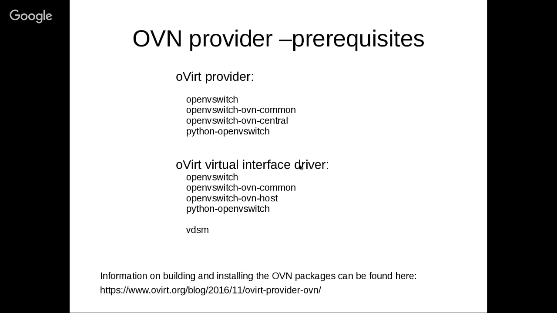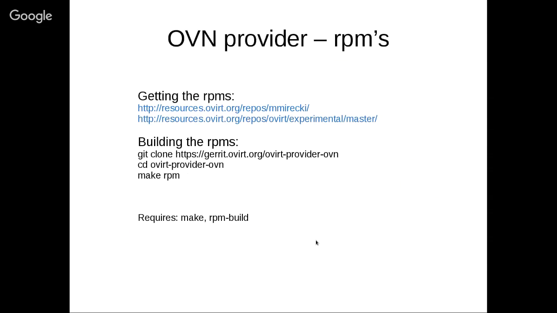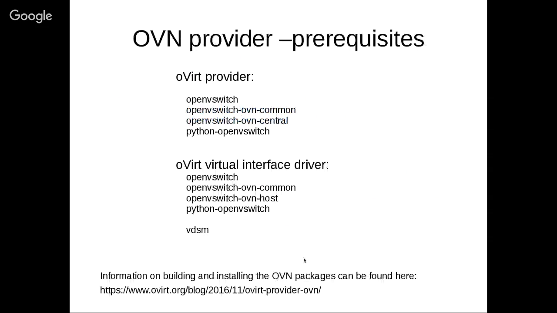For the virtual interface driver, we also need to have open-vSwitch installed along with open-vSwitch OVN host, Python open-vSwitch, and of course, as the virtual interface driver is installed on the VDSM host, it also requires VDSM to be installed on the host. The OVN and O packages are not yet available. Description of how to build them can be found under the following link. This is the link that I mentioned.